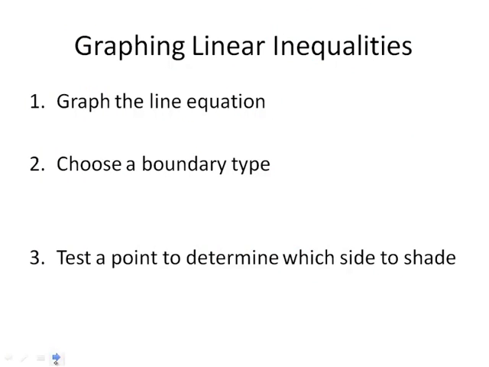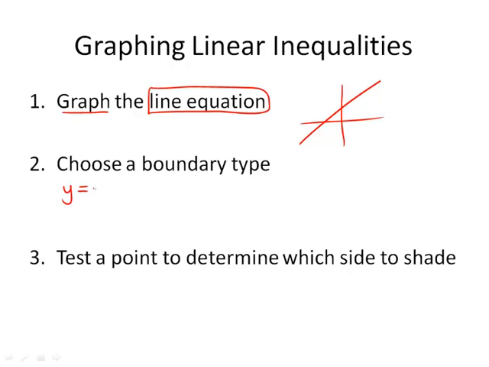So, graphing a linear inequality means that we should consider graphing the line equation. So just the line, whatever the line is. Choose a boundary type. Say you had y equals negative x plus 3, and more specifically it said greater than or equal to. If it's equal to, then you're going to include all the points on the line. So if you have greater than or equal to, or less than or equal to, you're going to draw a solid line.